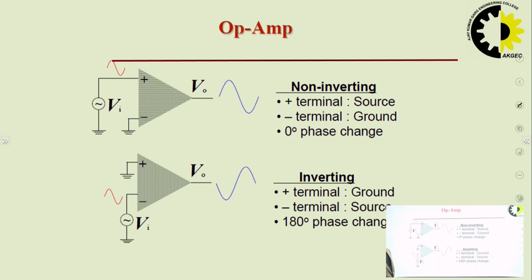Same is explained here, that if you apply input on non-inverting terminal, you will get input and output both in same phase. If you apply input on inverting terminal, input and output both will be in different phase, that is, phase difference will be of 180 degree.